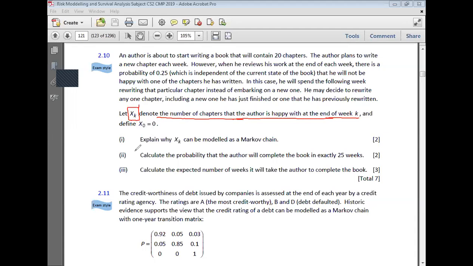All right. So they're asking us why xk can be modeled as a Markov chain. The very first thing that you will have to prove here is that xk has the Markov property. And how will you do that? Anyone? What explanation can you give to explain why this xk can be modeled as a Markov chain? Take your time.